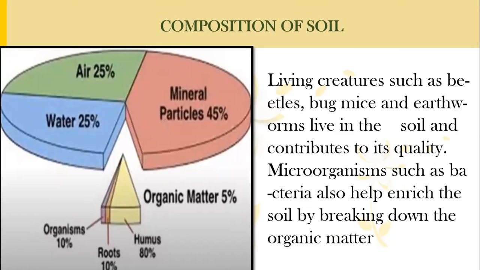Now, let's talk about the composition of soil. Soil consists of a number of components. Okay, these include soil particles, humus, minerals, water, and air. Air is present 25%, mineral particles 45%, organic matter 5%, water 25%. You know, children, living creatures such as beetles, bugs, mice, and earthworms live in the soil and contribute to its quality. Microorganisms such as bacteria also help enrich the soil by breaking down the organic matter.